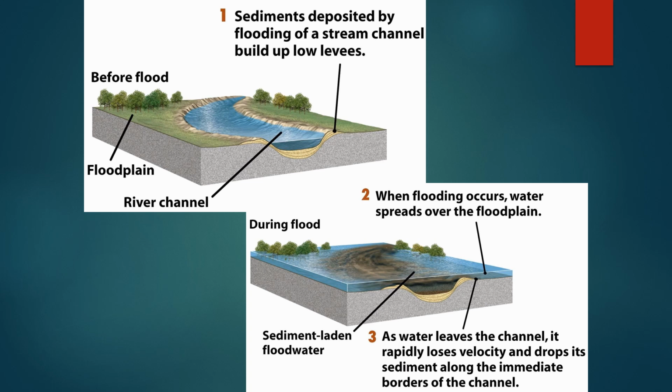So when the river overflows, sediments will be deposited due to the sudden lowering of the flow velocity. A lot of sediments will immediately deposit along the banks and form the natural levees.